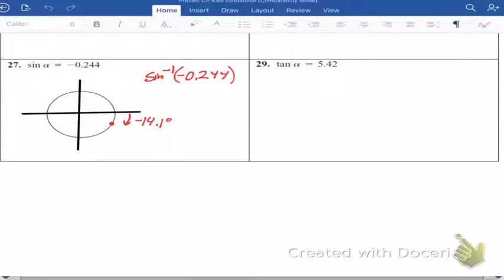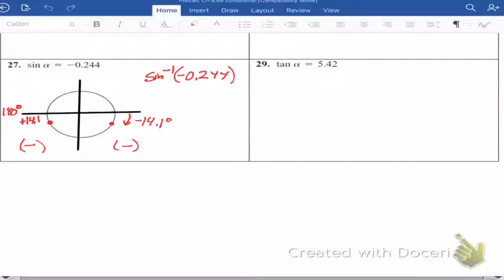0.1 degrees. Remember, sine is negative in these two quadrants. So that means my other answer is right here, which means I have to recognize that this is 180 degrees. So this little section is going to be 180 plus 14.1 degrees. So that's probably the toughest one on there, is that you have to recognize that if I'm 14 degrees away from here, I'm going to be 14 degrees away from this guy.